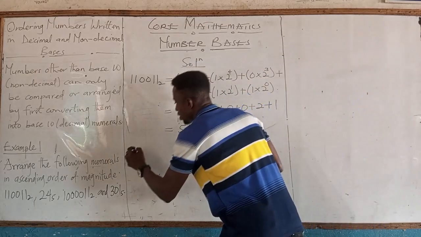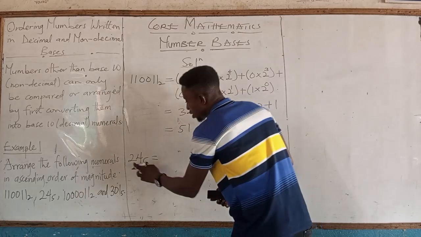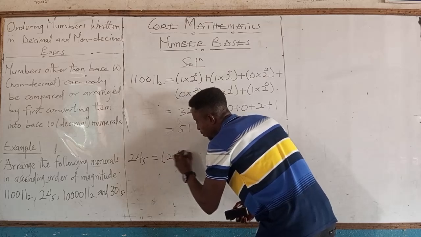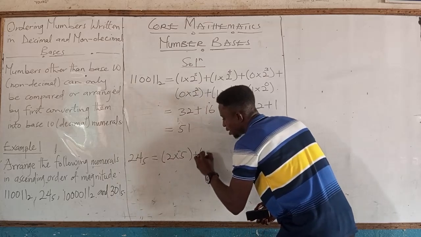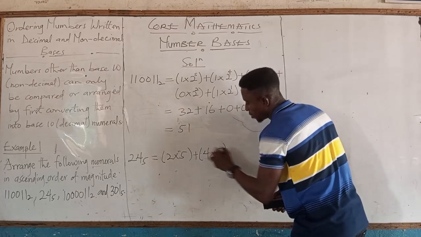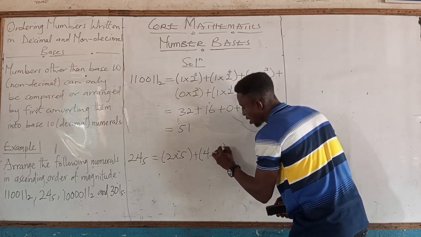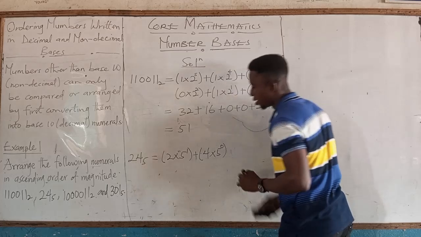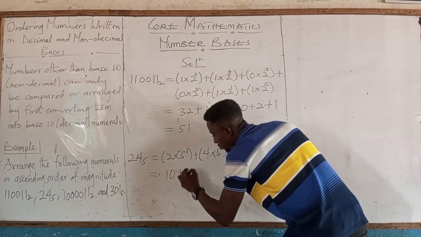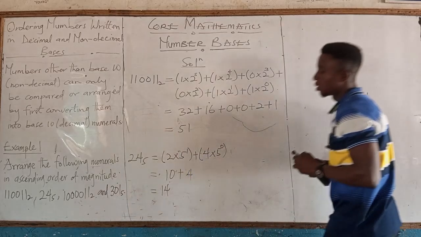Then we take the next one, which is what? 2, 4 base 5. And that one too is equal to, I have the 2 times the 5, then plus the 4 times the 5. And I start by giving the zeros 1. So I have 0 and then 1. And this one too will give us 10 plus 4. And lastly, we get what? 14 for that one too.